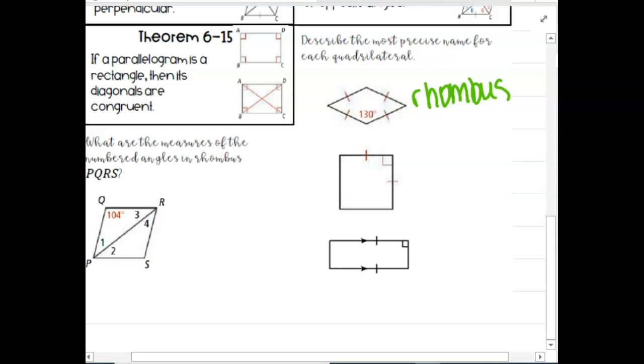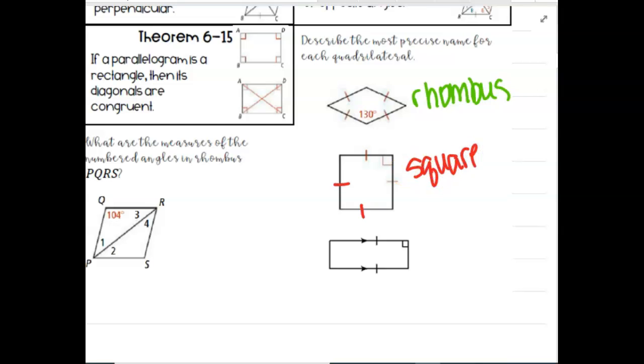Now the next one, okay, we have these two sides are congruent, but here's the thing. This side is going to be congruent to this side, and this side is going to be congruent to this side, so I actually have four congruent sides. And it tells me that this is a 90-degree angle, which is then going to make all of them 90-degree angles. So I have a quadrilateral with four congruent sides and four right angles, which would make this a square.